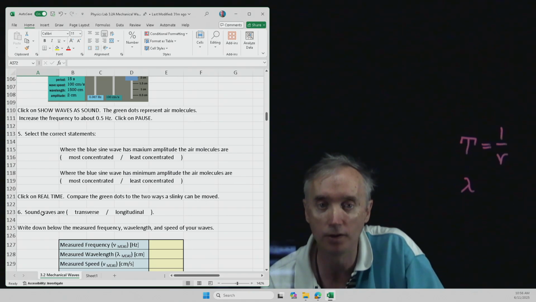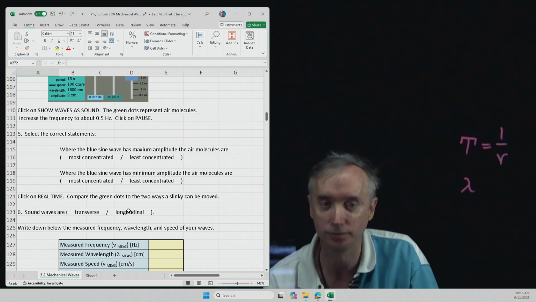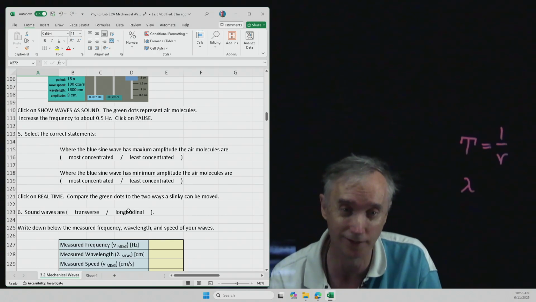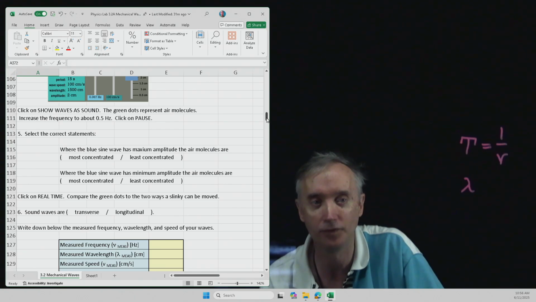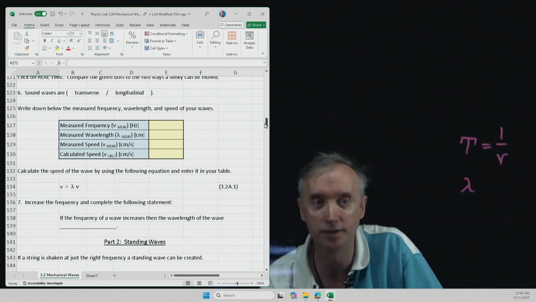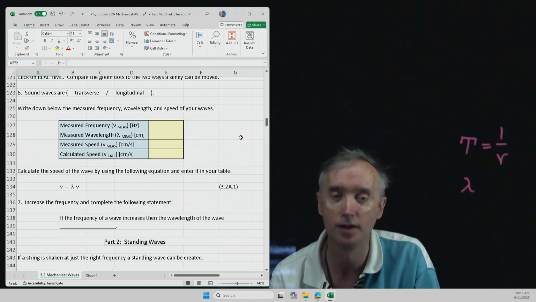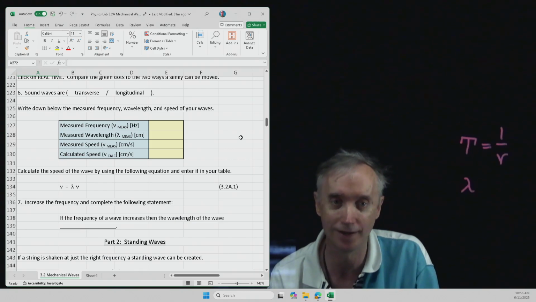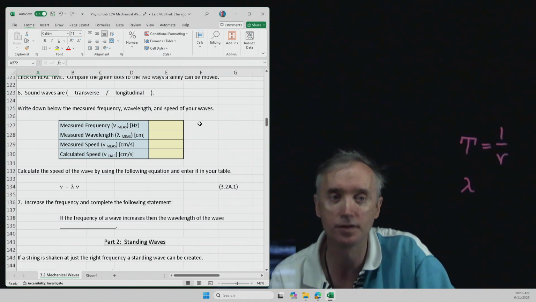And then are sound waves transverse or are they longitudinal? Now, you figure out what that answer is before you go to the internet and look it up on AI. So if you are just looking up these answers on the internet and then writing it down, you're not learning anything. So make a prediction first, and then it's okay to go to the internet and see if your answer was correct. Okay, now we're going to fill in this table here.